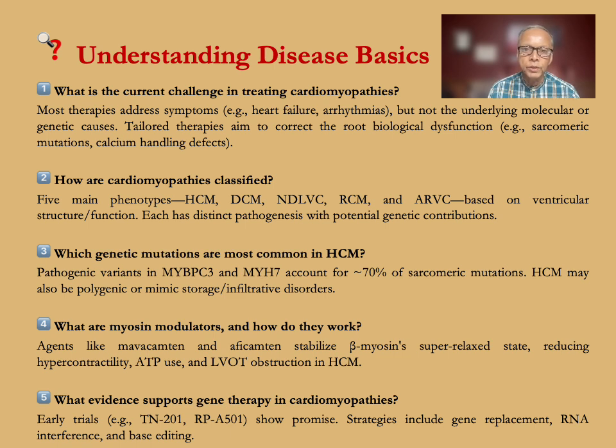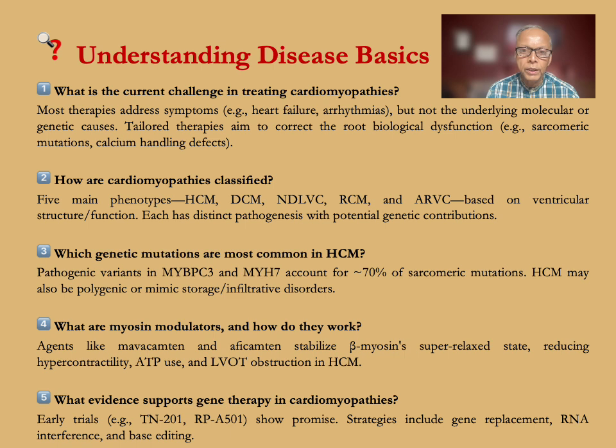Which genetic mutations are most common in hypertrophic cardiomyopathy? Pathogenic variants in MYBPC3 and MYH7 account for 70% of sarcomeric mutations. Hypertrophic cardiomyopathy may also be polygenic or mimic storage or infiltrative disorders.